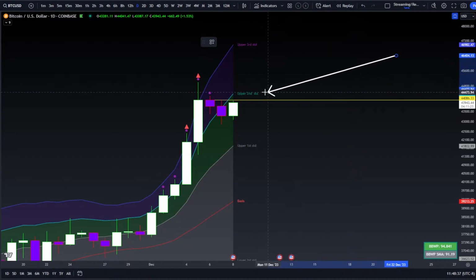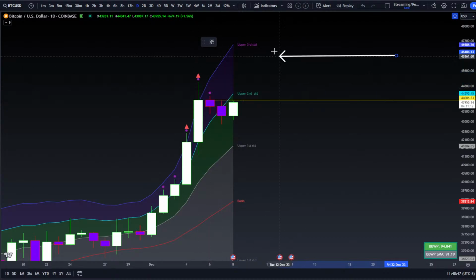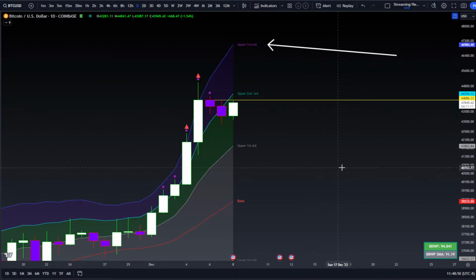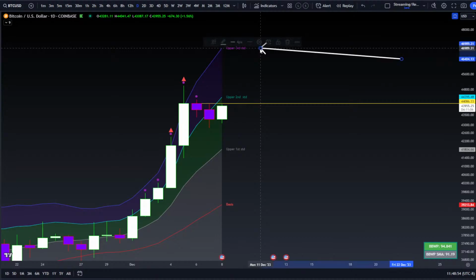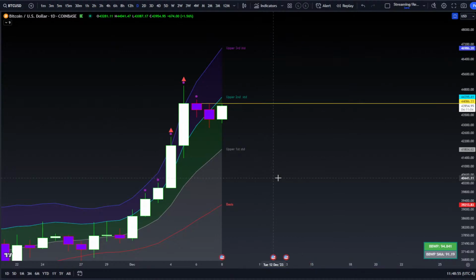I would look for it to trade back up to somewhere around 44,325 or so. I'll give it a little bit of room. And above there, I would look right back to the high at 45K and higher. You can see that the upper third standard deviation is at just around that weekly at $47,000. So the daily does have confluence with that area.